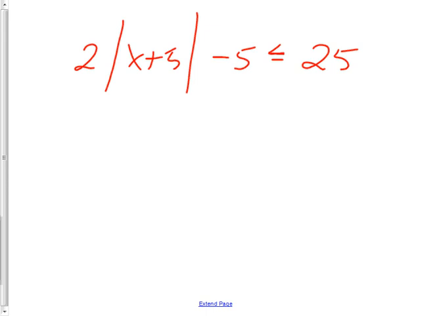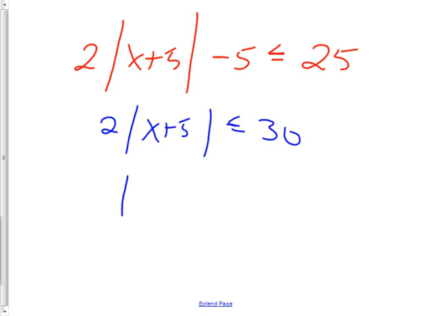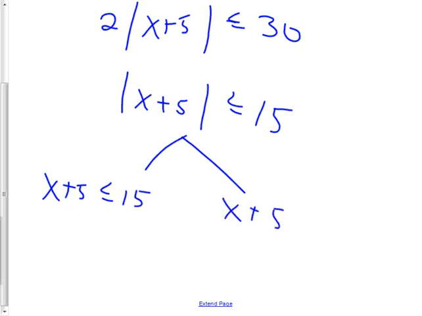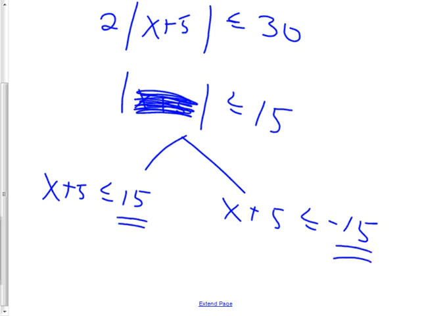Pause while you get that going. Here we go. I'm going to start by adding 5 to both sides, and I get 2 absolute value of x plus 5 is less than or equal to 30. And then I divide by 2, and I have absolute value of x plus 5 less than or equal to 15. Are you with me so far? Good. Now I can split it. x plus 5 is less than or equal to 15, and x plus 5 is less than or equal to negative 15. Do you get why I can do that? Because what's underneath here is either 15 or negative 15.